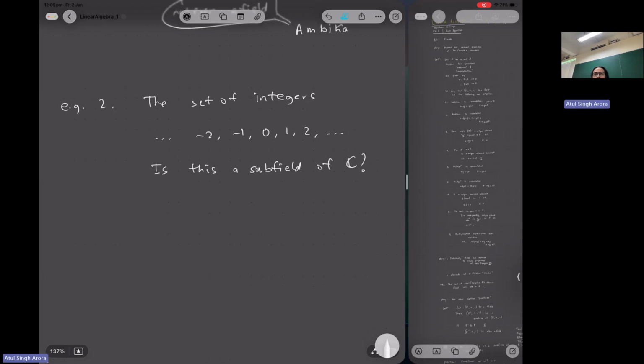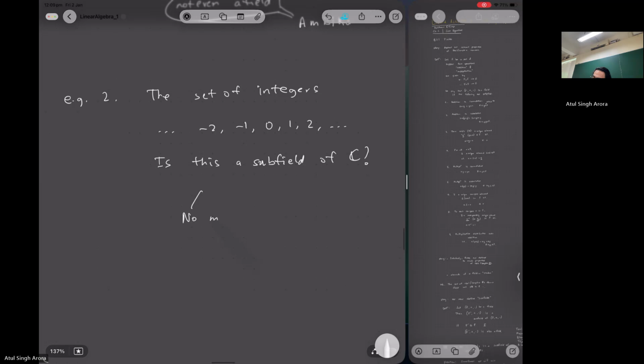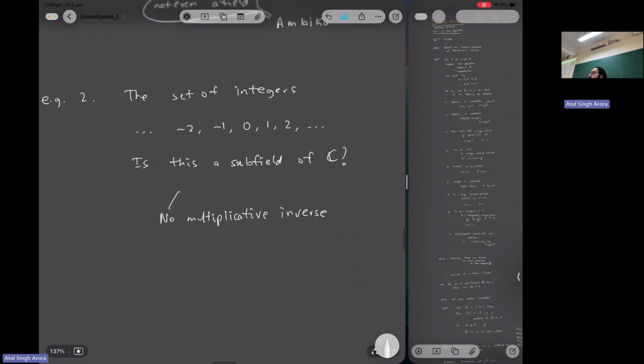You already answered no. Okay, tell me. Exactly. No multiplicative inverse. Like, for example, what is the multiplicative inverse of 2? It's not in the set.